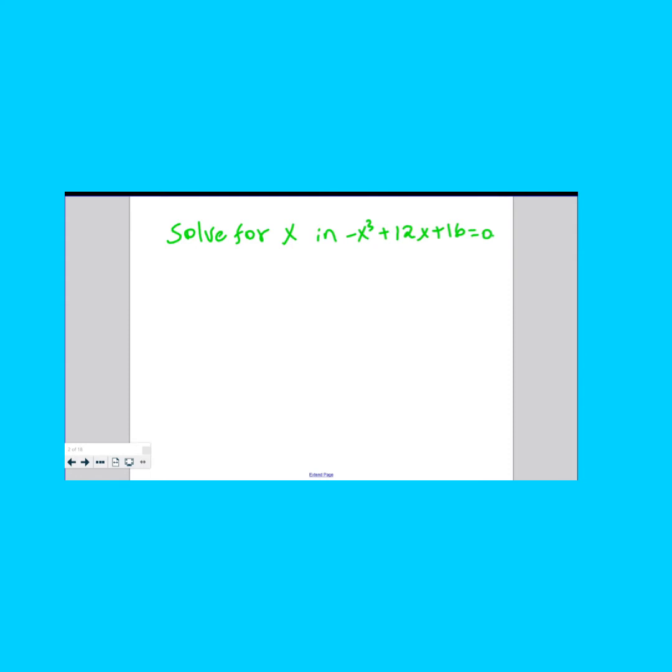Solve for x in negative x cubed plus 12x plus 16 is equal to 0. Now, this is not the normal equation that we have always dealt with, maybe ax cubed plus px squared plus c is equal to 0. If you look at this equation, it is lacking the x squared term, so it is not like the normal equation that we always know.